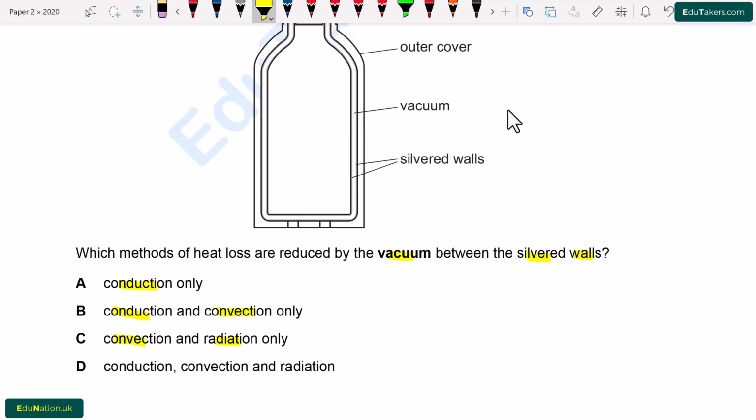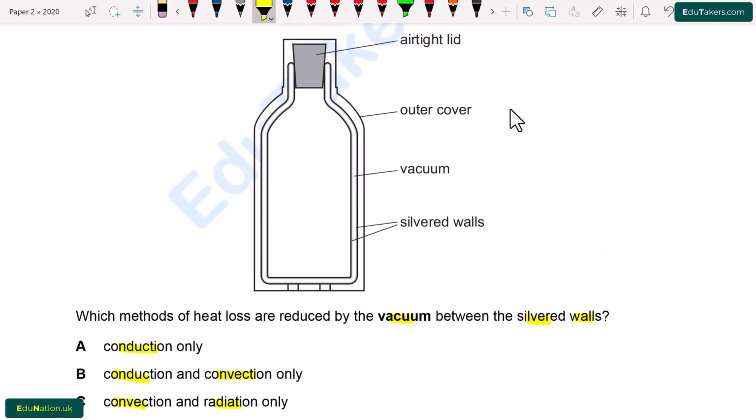So first of all, here we place a vacuum between the silvered wall. Here we place this to reduce the heat loss due to conduction and convection. So from here option B is correct, which shows conduction and convection only.